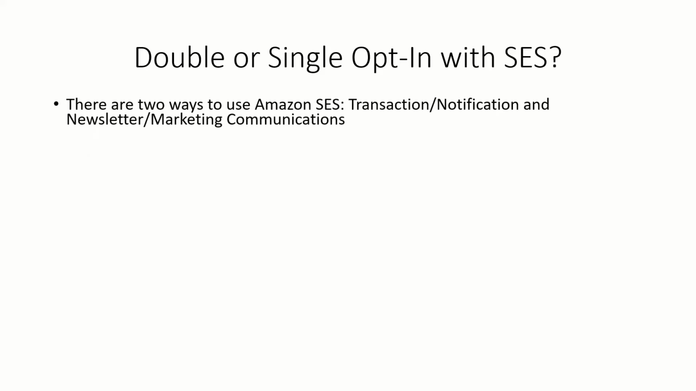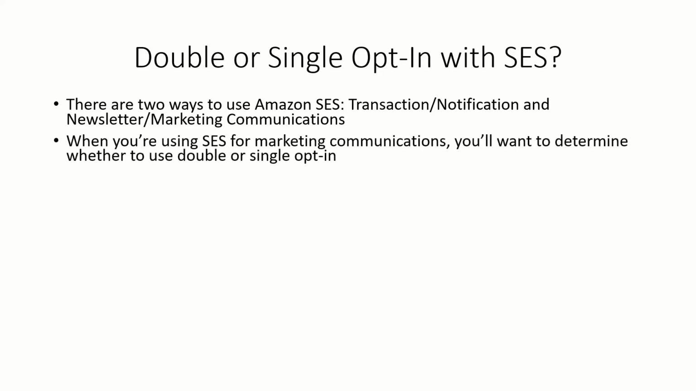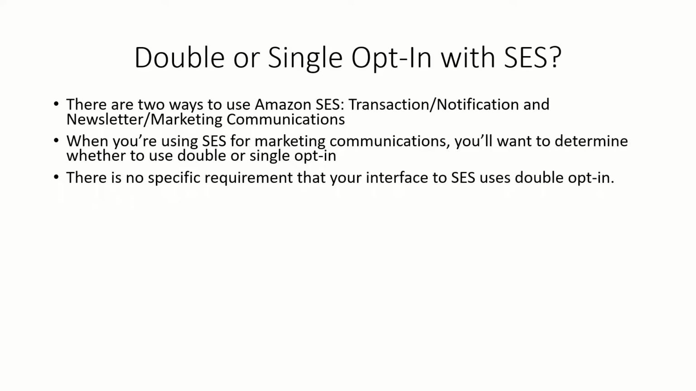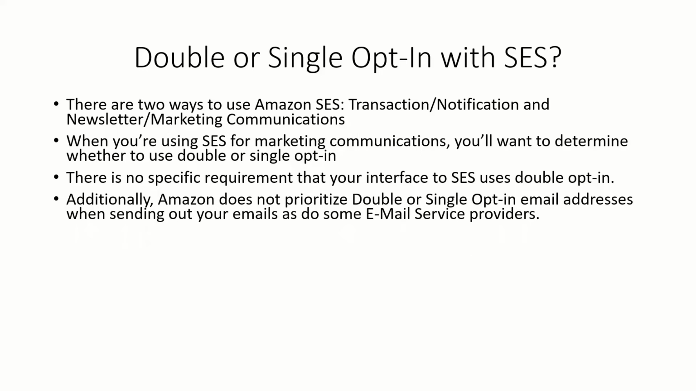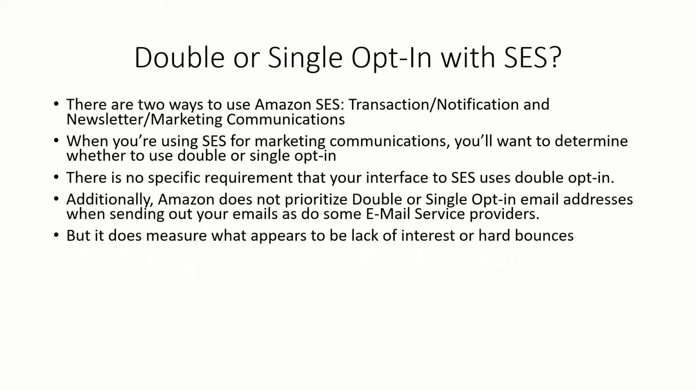Now, there are two ways, obviously, to use Amazon SES: transaction or notification emails, or marketing communications. And when you're using SES for marketing communications, you will want to determine whether or not you're going to use double or single opt-in. There is no specific requirement that the interface you're using with Amazon SES uses double opt-in, so you can do single opt-in. Additionally, Amazon does not prioritize double or single opt-in email addresses when sending out your emails, as do some email service providers. Now, it does measure what appears to be a lack of interest through the form of hard bounces.